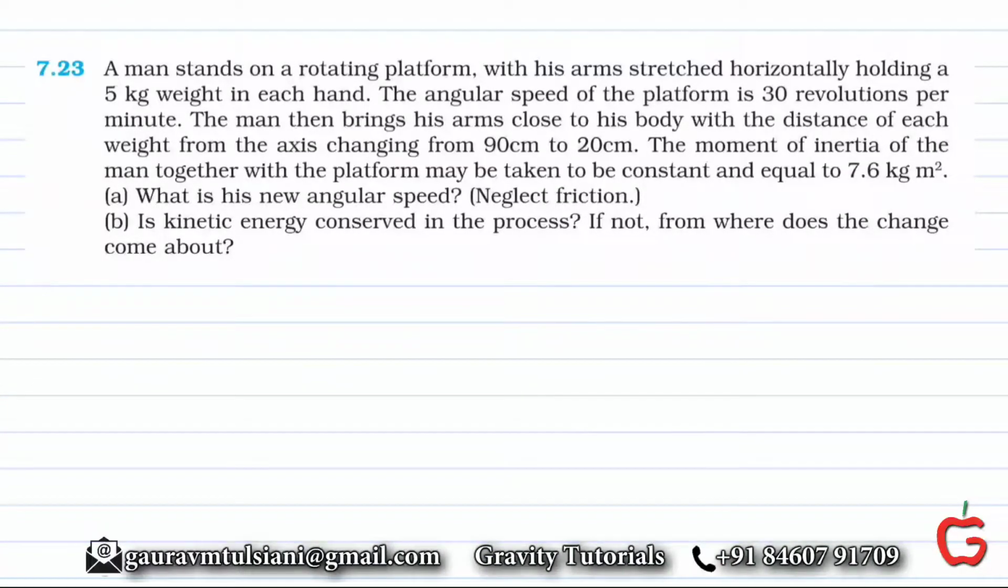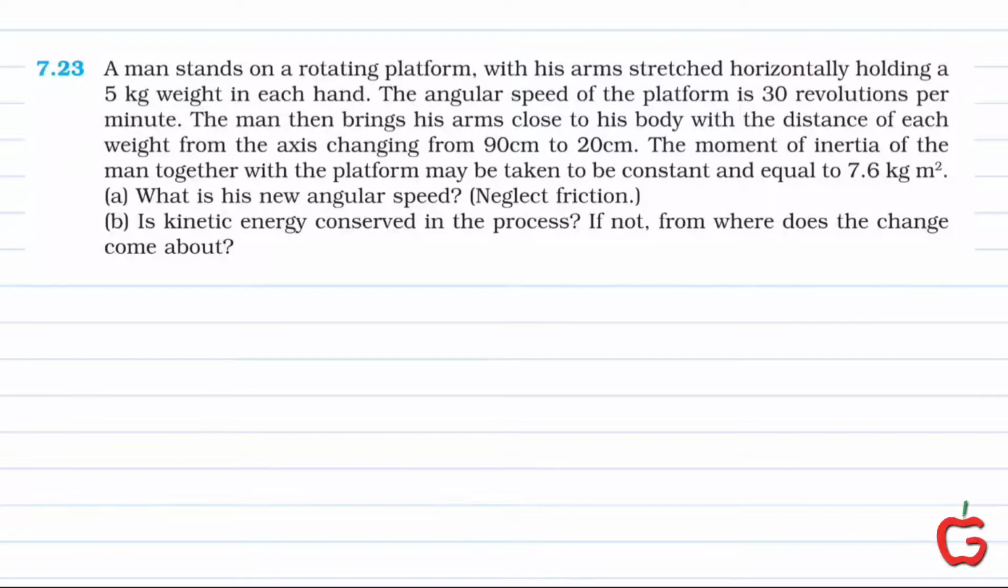Question number 23 from the rotational motion additional exercise of NCERT. A man stands on a rotating platform with his arms stretched horizontally, holding a 5 kg weight in each hand. The angular speed of the platform is 30 revolutions per minute. The man then brings his arms close to his body, with the distance of each weight from the axis changing from 90 to 20 centimeters.